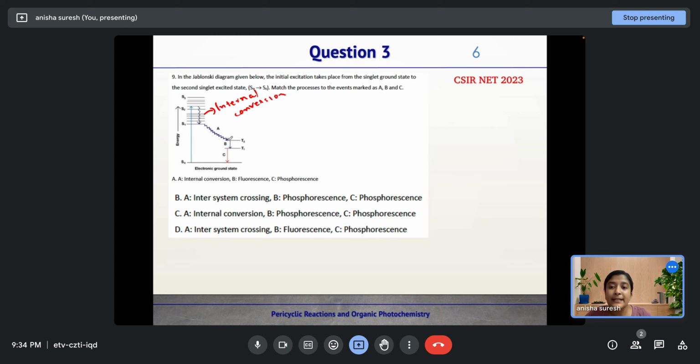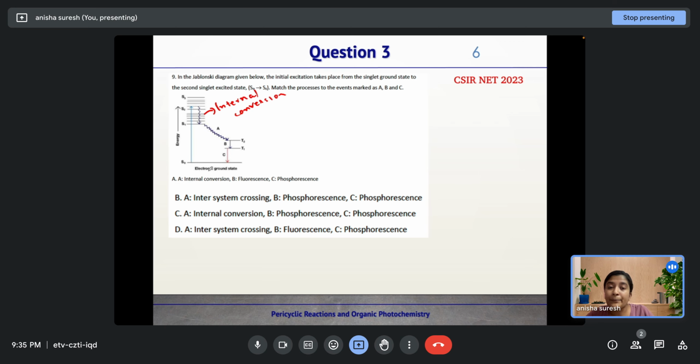Then from S1 it is going to T2, and that is given as A. From T2 it is going to T1, given as B. And from T1 it is going to S0, given as C. So we have to identify what A, B, and C are.